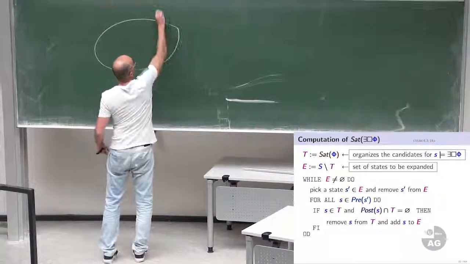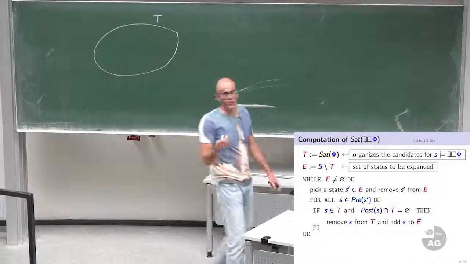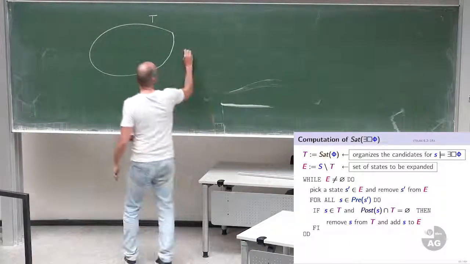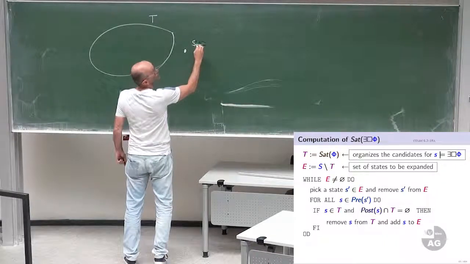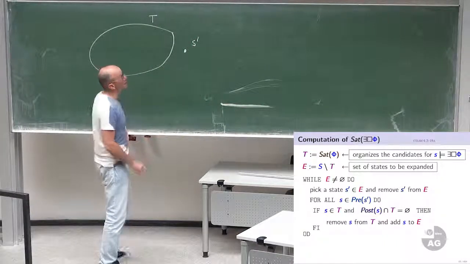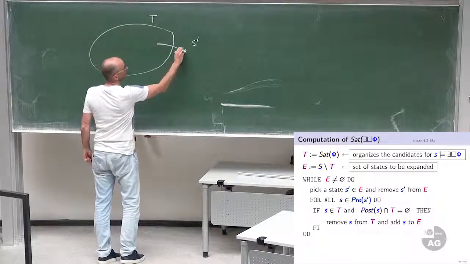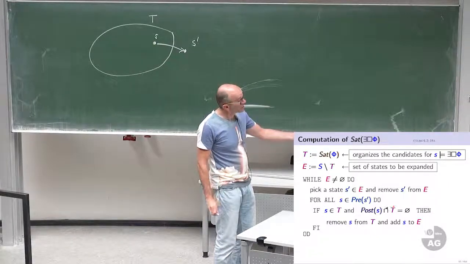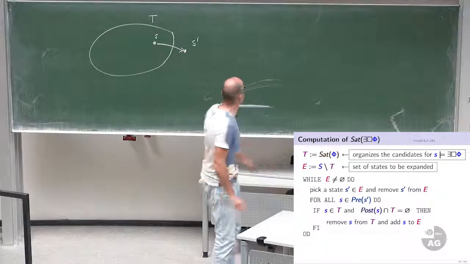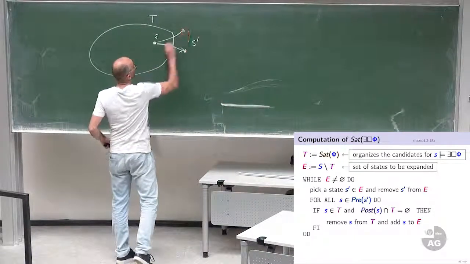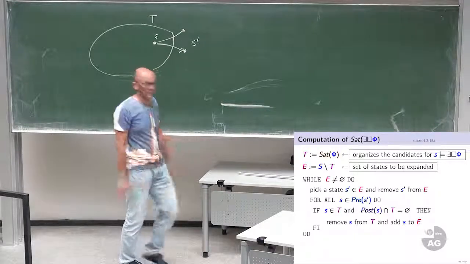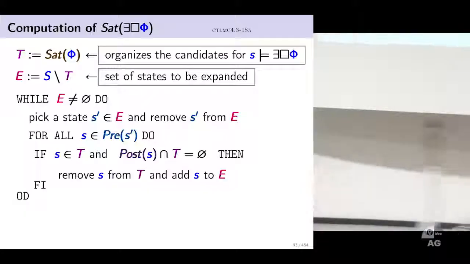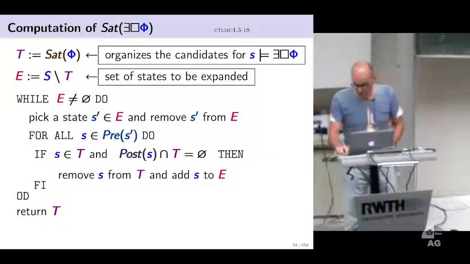So here I have T, and I have a set of states that I still need to consider, so I take a state in E, which is something not in T, so it's somewhere there. So this is my S prime. Now I'm going to check all predecessors, so for instance for this one, this is S. I'm going to check if S is in T, and it has no successors in T itself. So if this is the only one, or maybe another one there, but if it has no transitions into T, then I'm going to remove it. That was exactly the scheme we have seen. And then we return T.